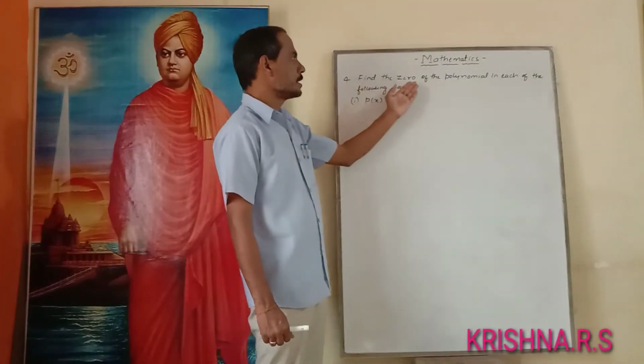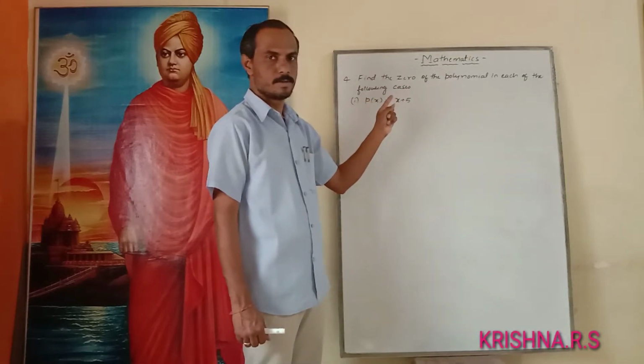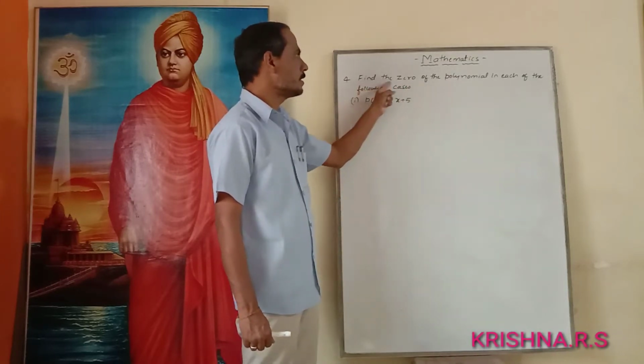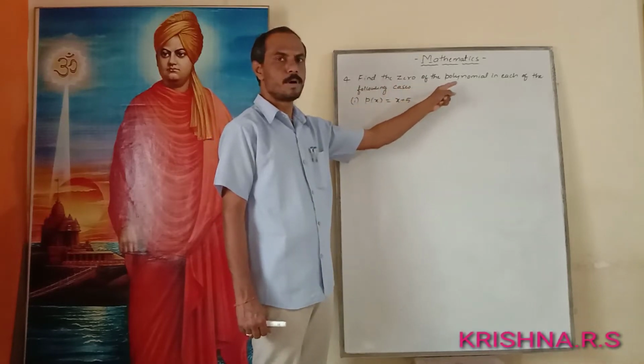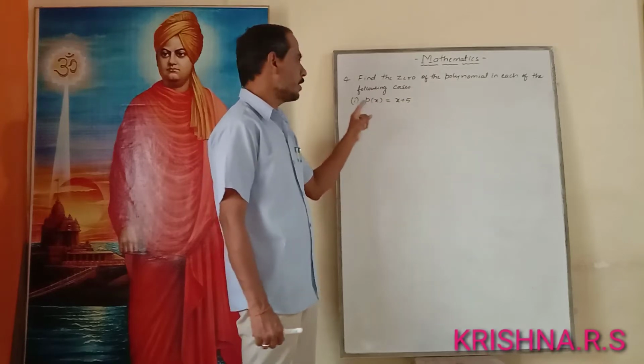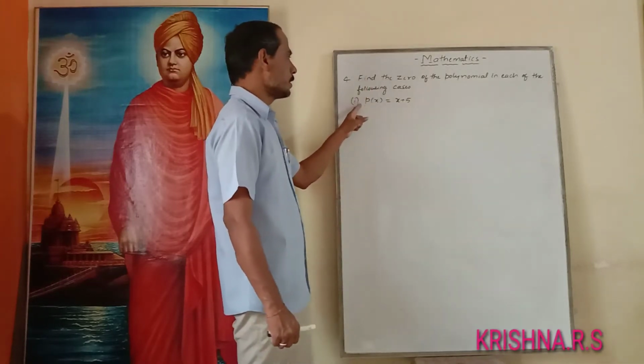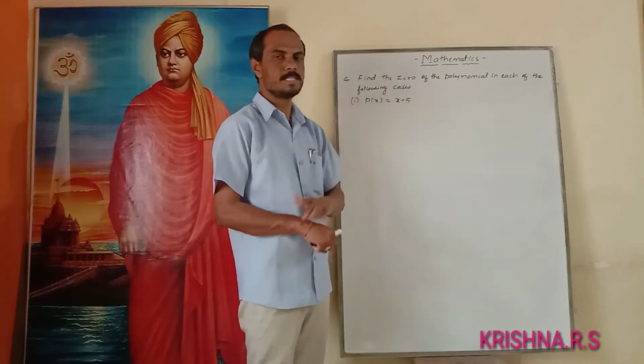Question: find the zero of the polynomial in each of the following cases. What is the fourth question? Find the zero of the polynomial in each of the following cases. Next we have to discuss the first problem of the fourth question. What is the question? P of x is equal to x plus 5.